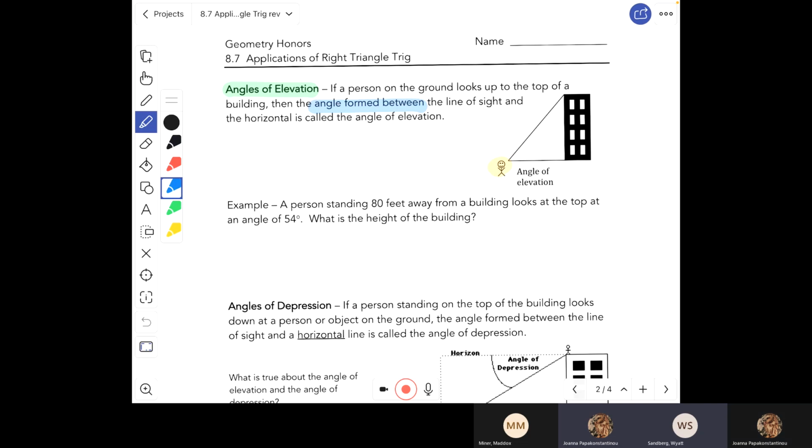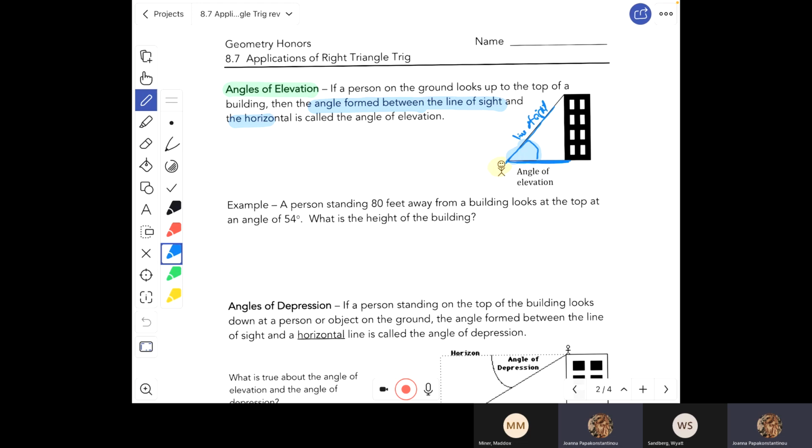Okay. The angle, thank you, formed between the line of sight and the horizontal. So this angle here formed by the line of sight and the horizontal. So here's the little horizontal, right? And I'm looking up. This angle is known as the angle of elevation. So you're starting on the ground, and if you look up to a point, that's your angle of elevation. So this is my line of sight.